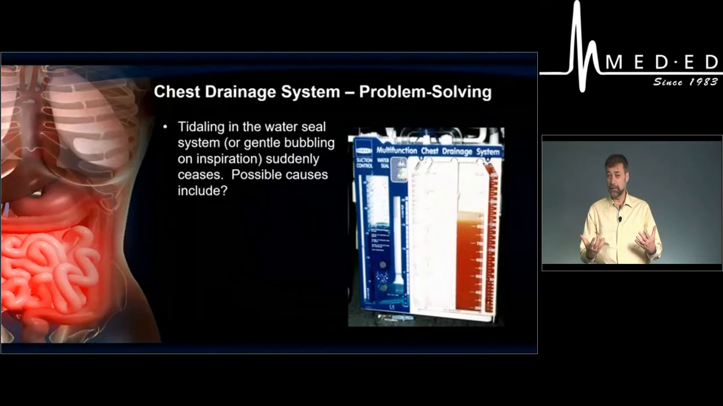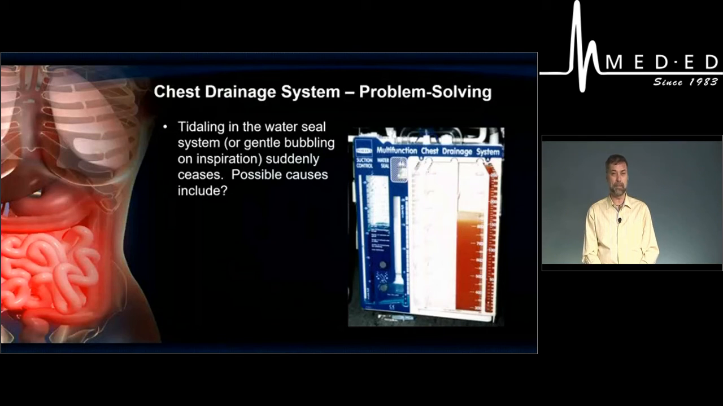Now, let's say in the water seal chamber, which was letter B, you had tidaling, it was going up and down, and there was some bubbling in the water during inhalation, and then suddenly all of that stopped. No more tidaling, the water's just sitting there. No more bubbling. What problem solving should you consider at this point when tidaling and bubbling stops in the water seal chamber? If you haven't thought of several reasons, you might want to pause because I'm going to give you answers, but see if you can come up with these yourself.